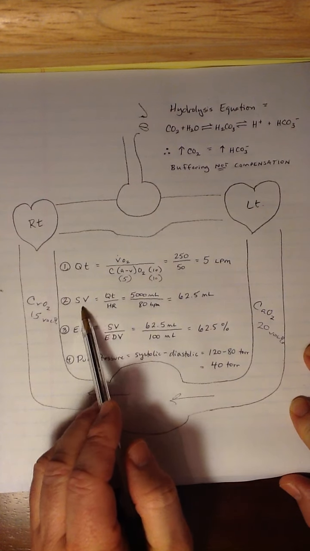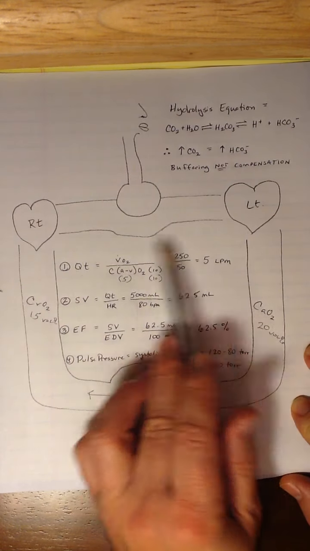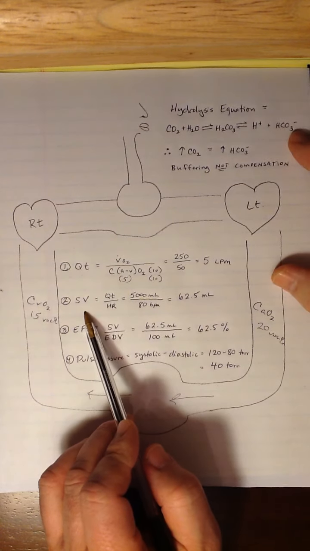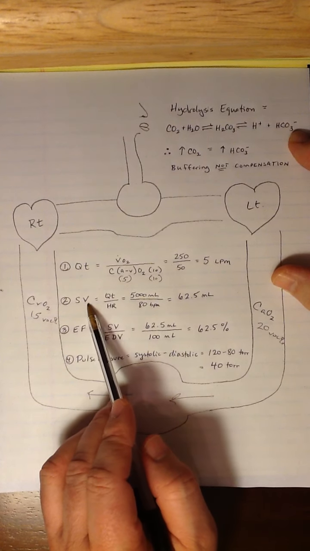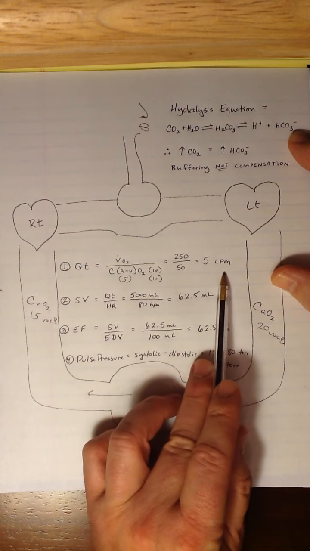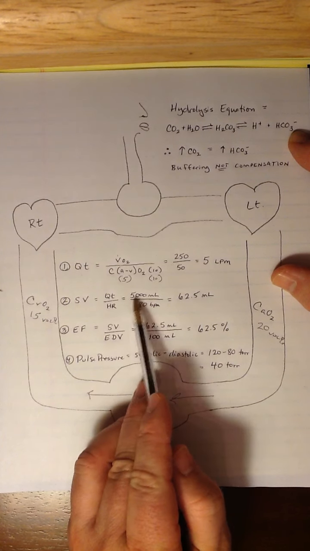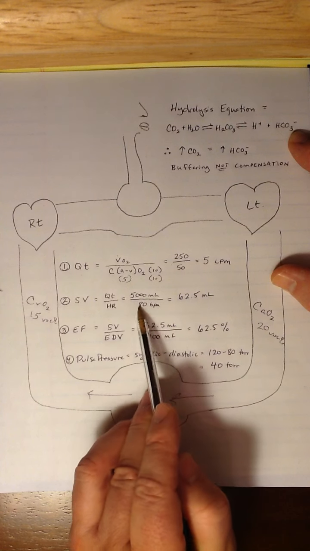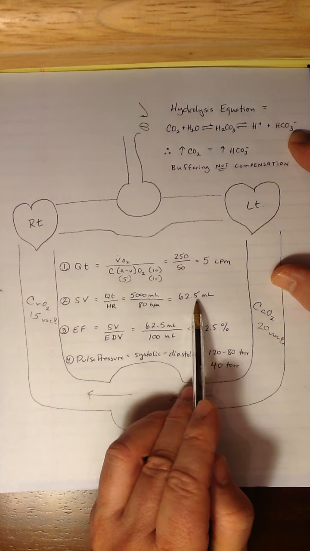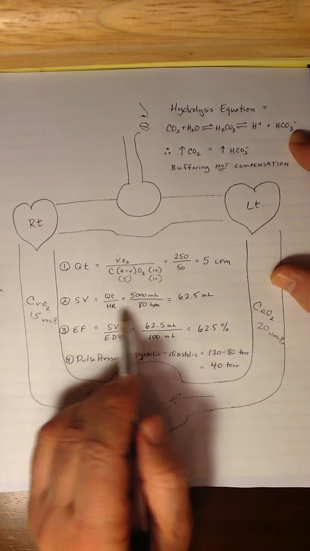Second equation, stroke volume. As the heart contracts, it could be the right heart or the left heart. Hopefully they're both the same. The stroke volume is the volume of blood that's being emptied by the ventricle upon each contraction. So a simple way to calculate stroke volume is to take the cardiac output that we've already defined up here, divide by heart rate. We know this already. So I took 5 liters, turned it into 5,000 milliliters, divided by a heart rate of 80 beats per minute, and a stroke volume of 62.5 milliliters is the answer for this problem.